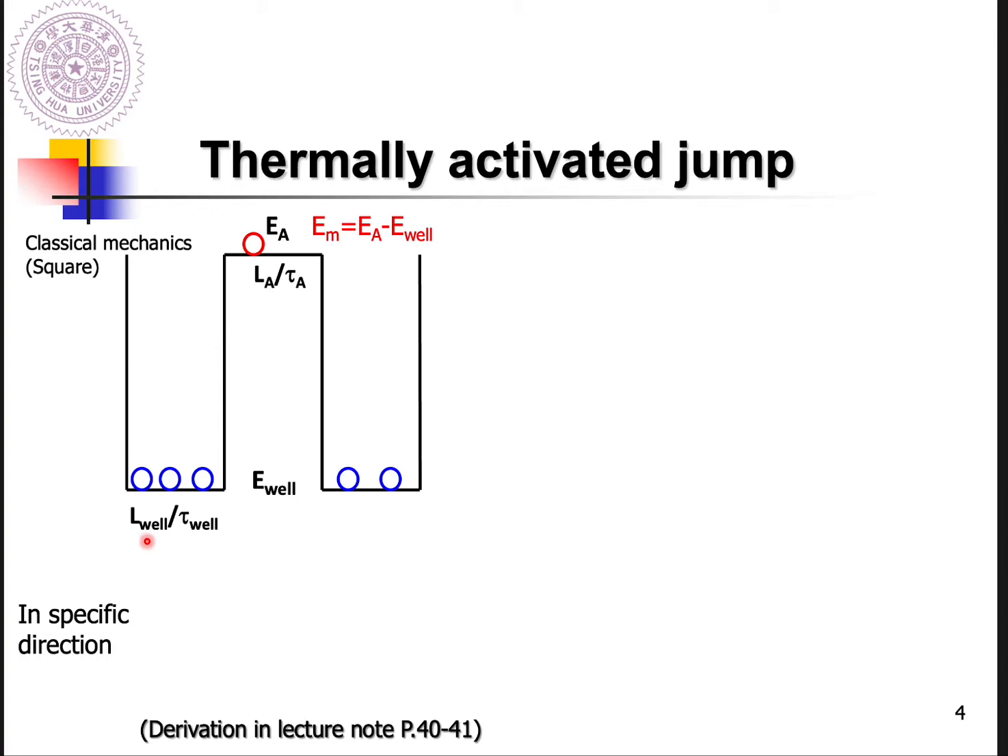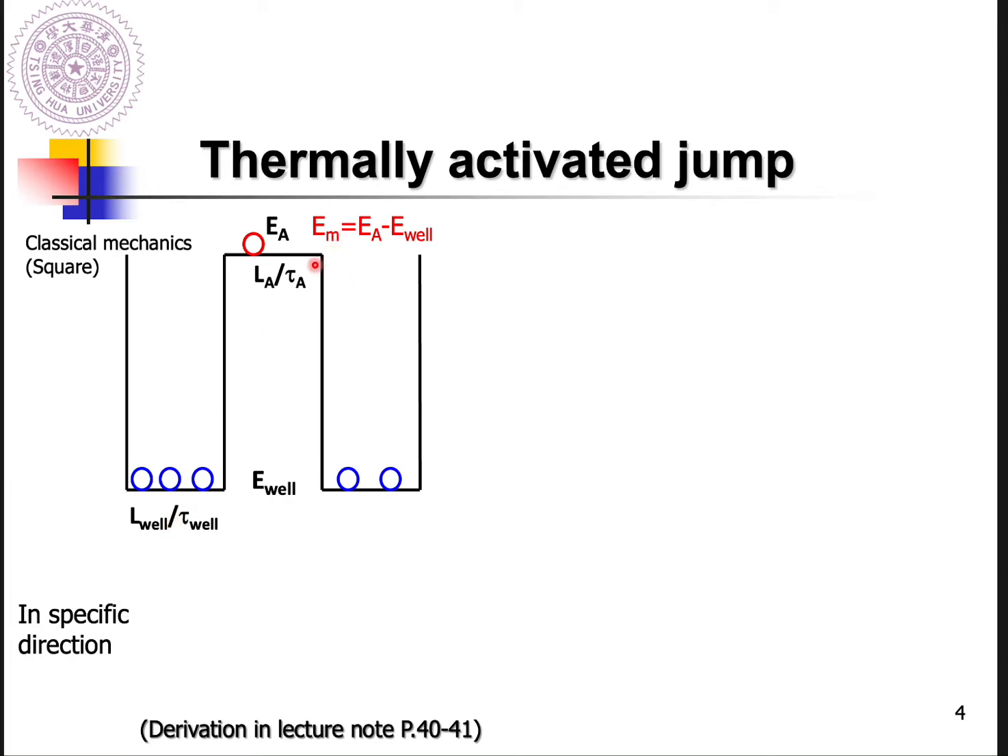And what are L well and tau well? The L well is the length of this well, and the tau well is how much time these atoms stay in this well. So you use the length of this well divided by the time spent in this well, and this is the moving velocity of these atoms.